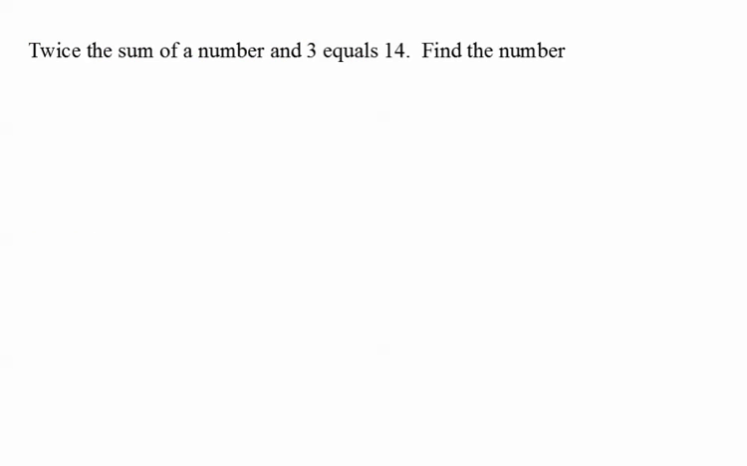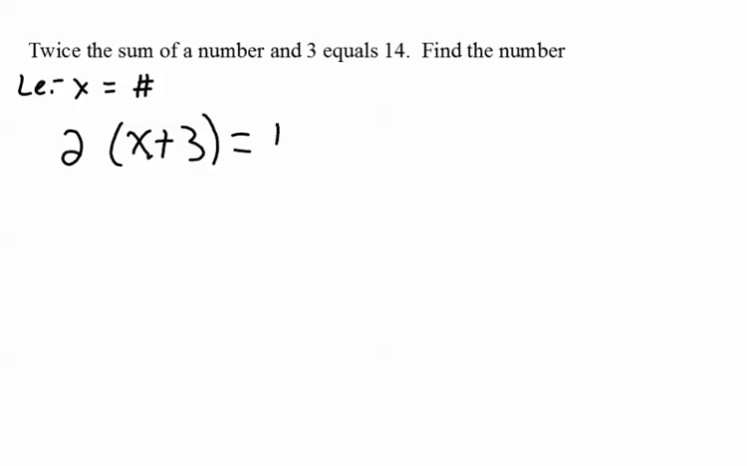Okay, so you have twice the sum of a number and 3 equals 14. Find the number. So I'm going to let x equal the number. Then twice, that's a 2. The sum of a number and 3. So twice the sum, which means to add, of a number and 3 equals 14.